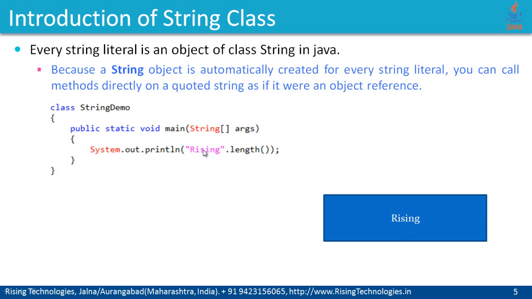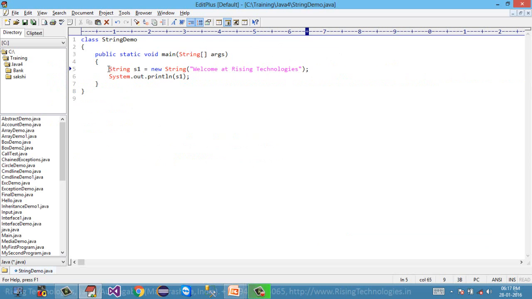So this is the object that contains rising, and string class has a method that is length method, and this length method returns the length of that particular string object. Now if I execute this program, it will print 6 because the length of this particular string is 6. Let's have a practical look at this.